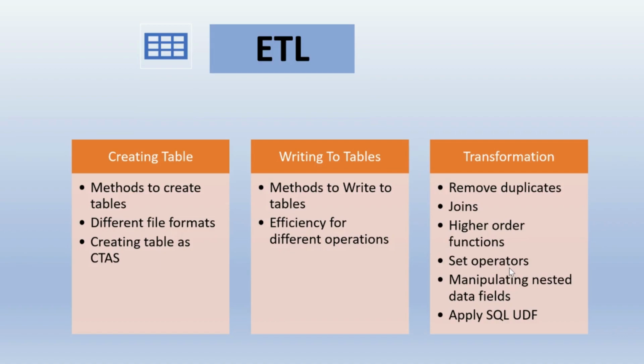Once you have the extract and the load, you also need to know about the transformations. How you can remove the duplicates from the data and then store it into a table. What are the different types of joins like inner, outer, left outer join, right outer join, and what are the higher order functions? What is the set operator and how you can manipulate the nested data fields? Very important. Don't ignore this particular thing as well.